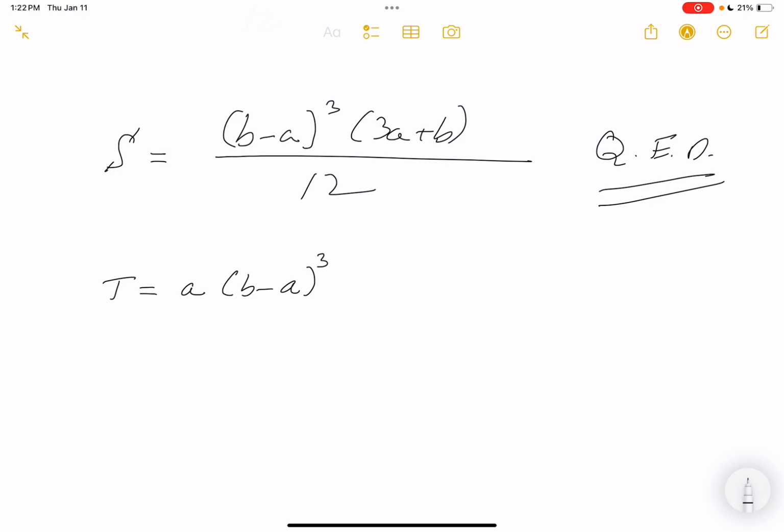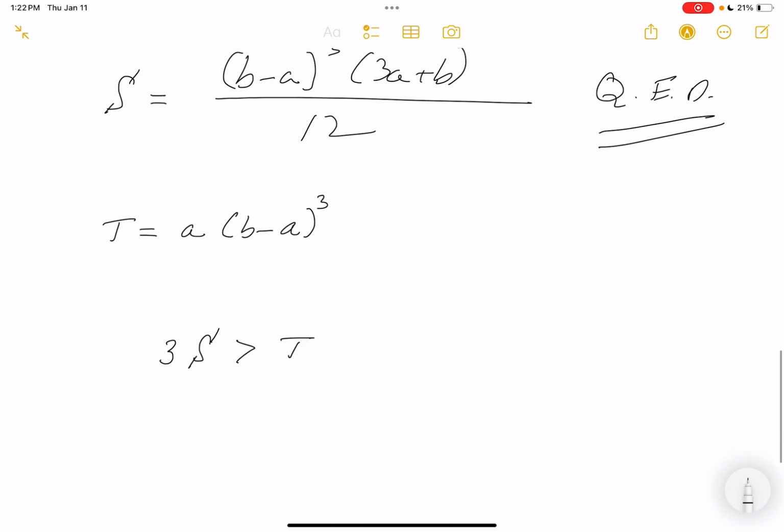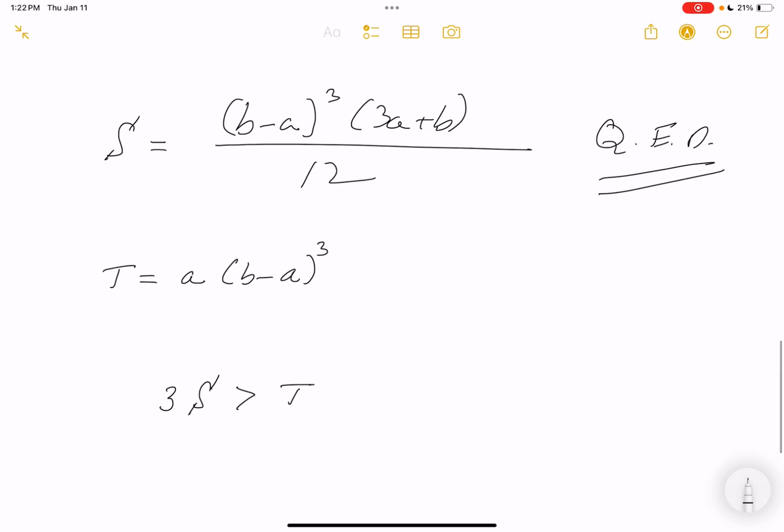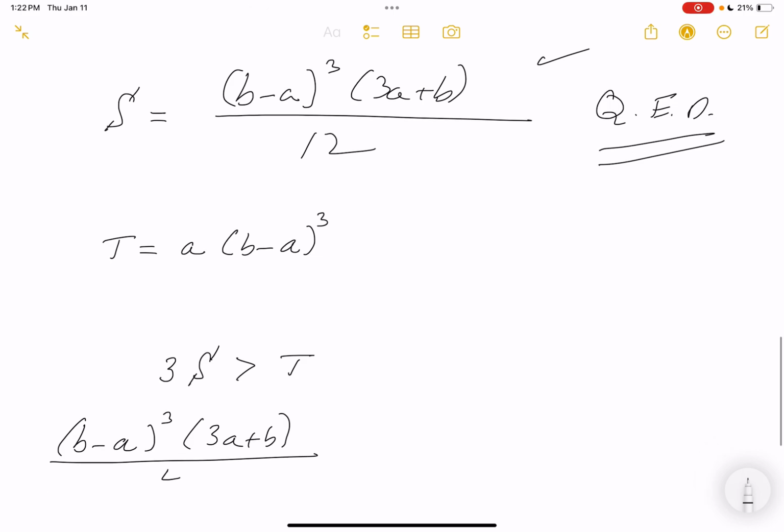What do they want me to show? They want me to show that 3S is greater than T. Well, let's write that down. What's 3S going to be? Well, I got the S over here. So 3S would be what? b minus a cubed, 3a plus b. I'll multiply them by 3, so 12 becomes a 4. Greater than a, b minus a cubed.